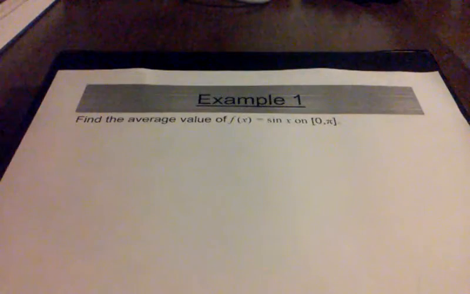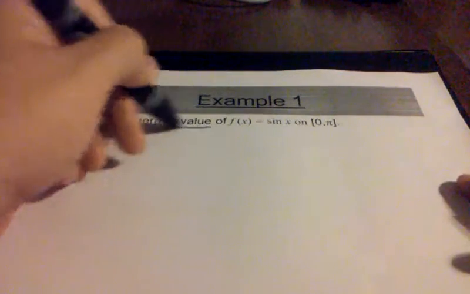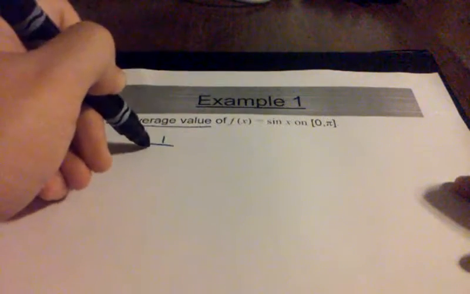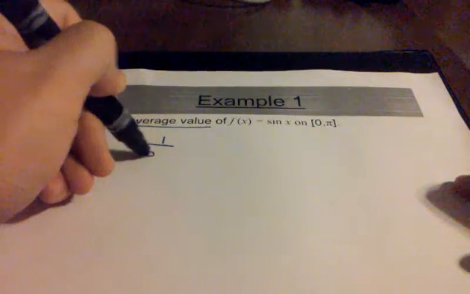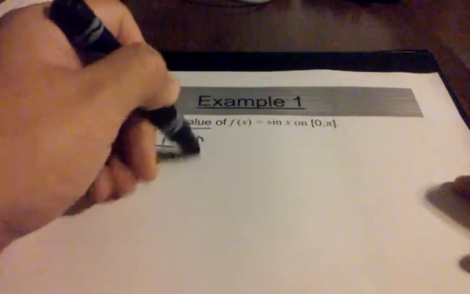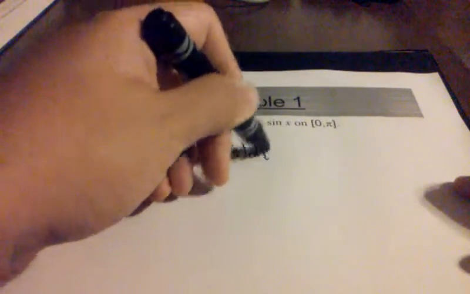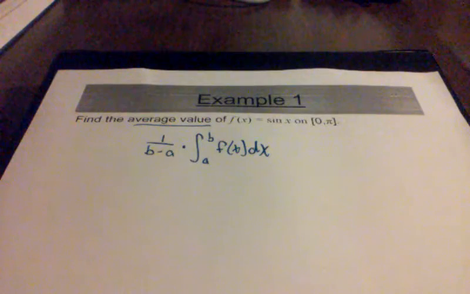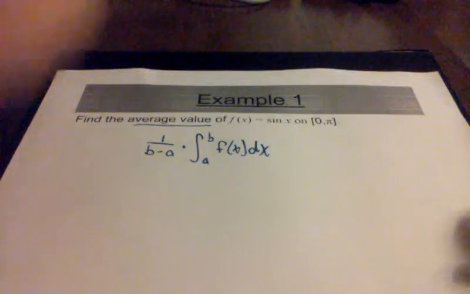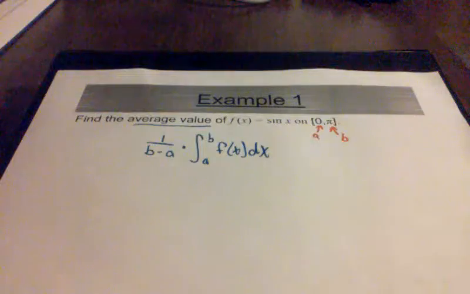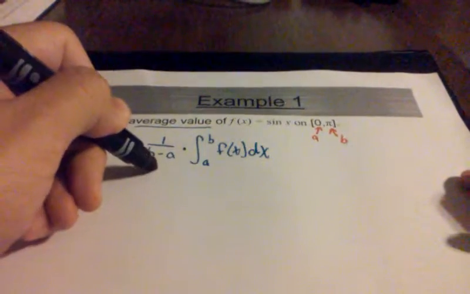For this one, it says find the average value of f of x equals sine of x on the interval 0 to pi. Right off the bat, it says average value, so I know I'm going to write down my formula, 1 over b minus a times the integral from a to b of f of x dx. In this case, my interval is 0 to pi, so 0 would be my a, and pi would be my b. So I'm going to plug that into my formula.